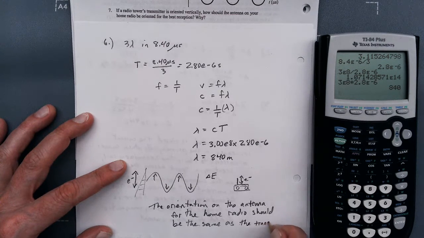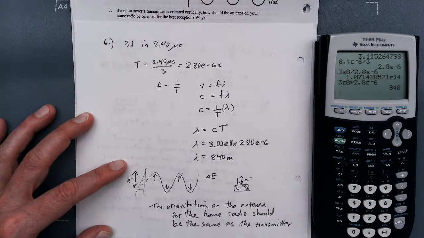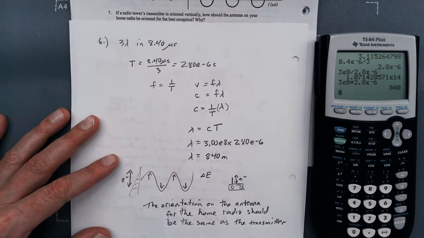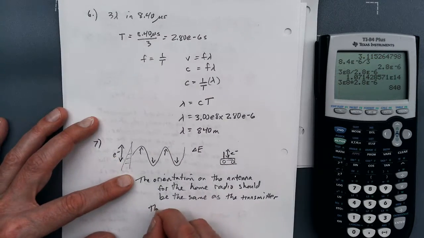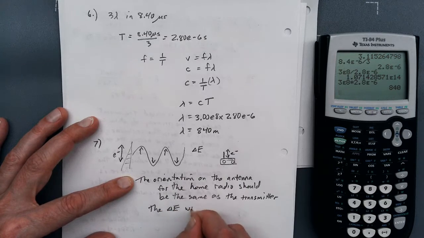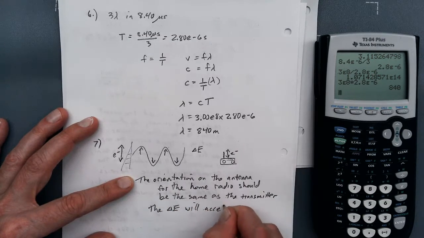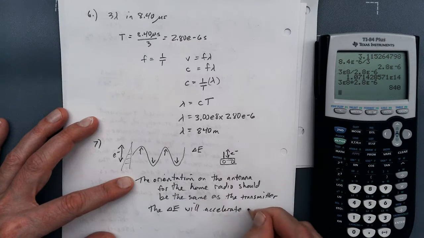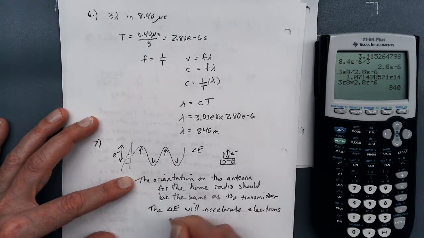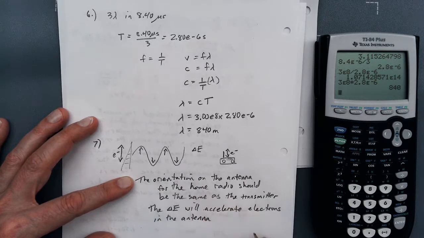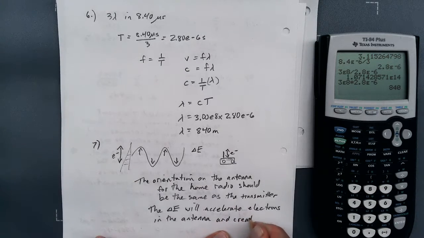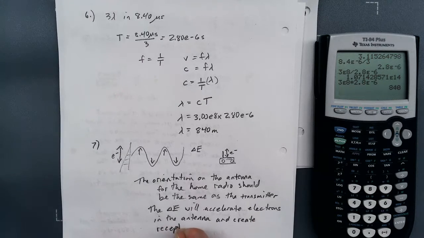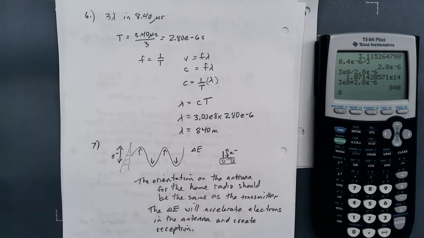transmitter. Because the changing electric field will accelerate electrons in the antenna. Okay? And create reception. Okay, take a look. I got a little visual for you here.